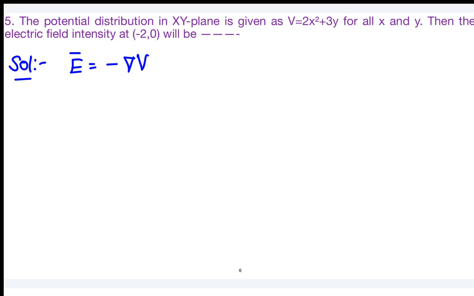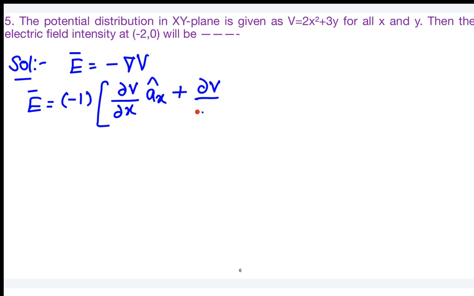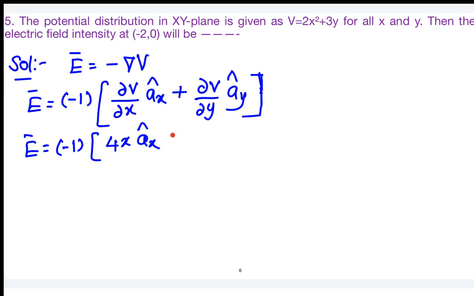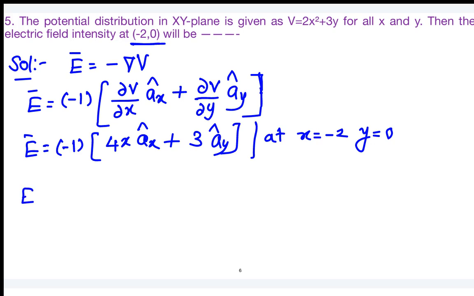So what will happen? E is equal to minus 1 into, to find the gradient, you know that there is a rate of change in x into ax cap, and there is a rate of change in y into ay cap, and you can ignore the z contribution because he has given only in the xy plane. So this value will be minus 1 into, differentiation of V with respect to x gives 4x into ax cap, plus differentiation of V with respect to y, you will get 3 ay cap. So this is electric field intensity, but you have been asked to find out at x is equal to minus 2 and y is equal to 0. So substitute that. Replace x with minus 2 and remaining terms as it is.